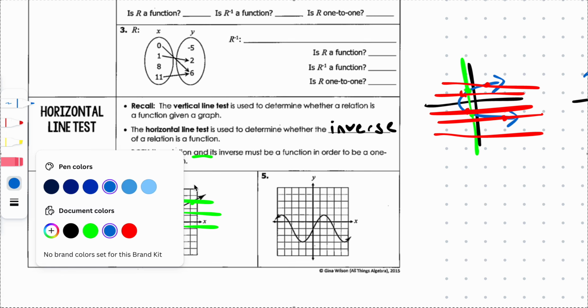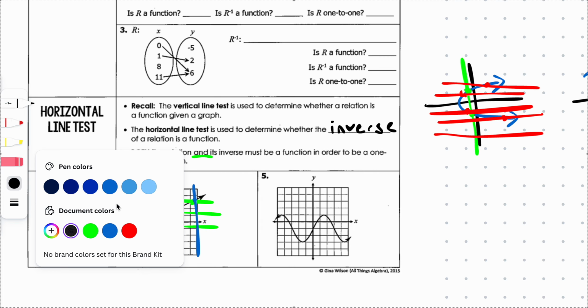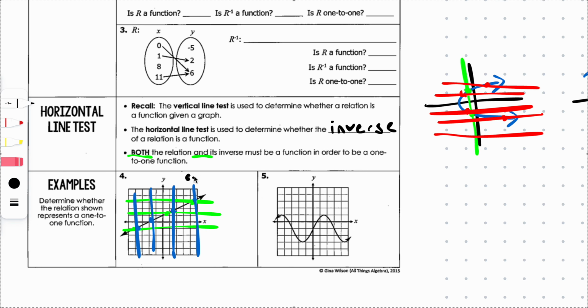At each of these points, it only intersects once. Now we try doing the vertical line test. We see that it's the same. At each of these points, it only intersects once. Okay? So since it passes both the vertical and horizontal line test, this is indeed one-to-one.